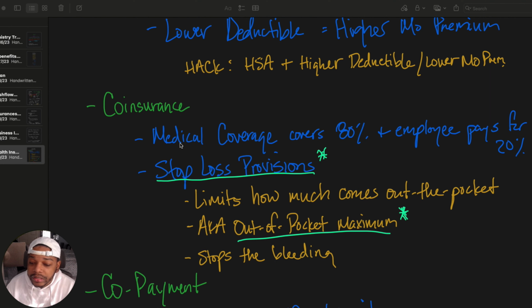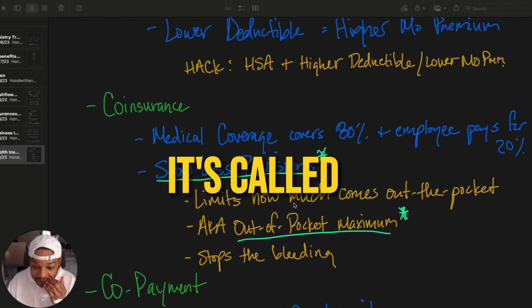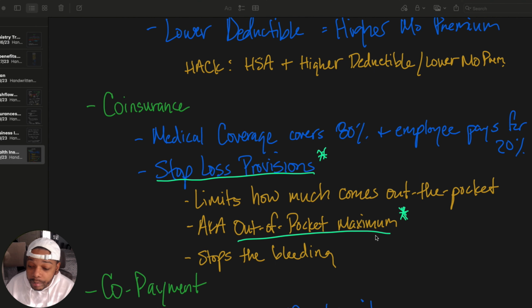Now, the key thing is that you have stop loss provisions, right? Which limits how much comes out of your pocket, which is called an out-of-pocket maximum, right? And the key thing about what a stop loss does, all my traders out there, if you know me for trading, then you already know what a stop loss is. A stop loss pretty much stops the bleeding. It says, okay, when we get to a certain point in the negative, we're going to stop. So co-insurance has a stop loss provision in place where if something were to ever come out of pocket, you can only pay a maximum of this amount, which is why it's called a stop loss provision, and why it's also called an out-of-pocket maximum, right?